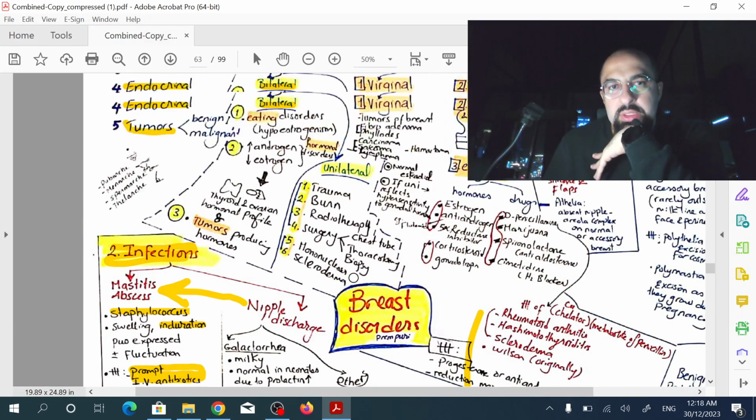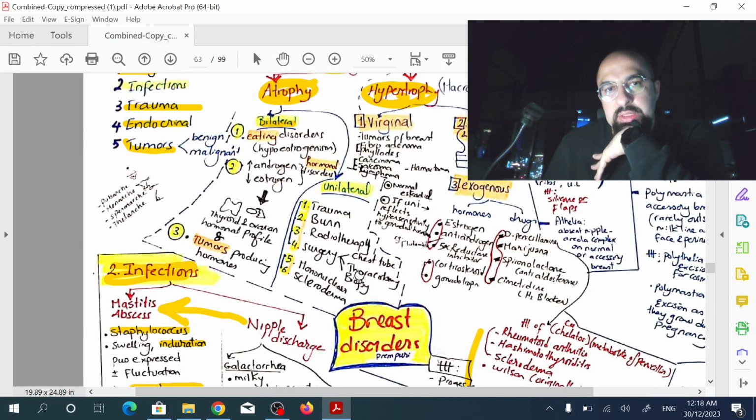Other congenital conditions like bilateral or unilateral atrophy and their causes, and also virginal hypertrophy and secondary hypertrophy, and the history of medications and hormone intake. Also aplasia, polymastia and polythelia are important topics. That's to summarize breast disorders from prepuberty in 4 episodes.